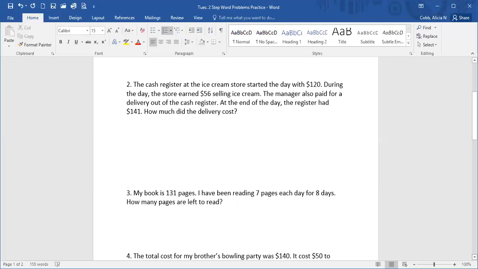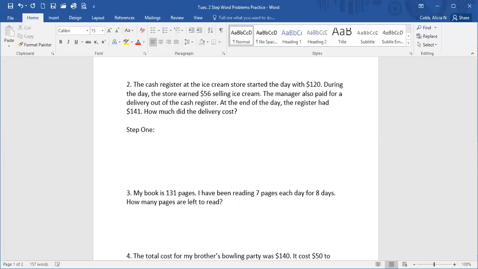So again, I have to find all of the numbers that are involved in this problem. I'll give you some think time to find that. And if you said that the numbers that you see in the problem are $120, $56, and $141, you are correct. So the next thing I need to do is step 1 of my problem, which would be to figure out which operation I would need to do.